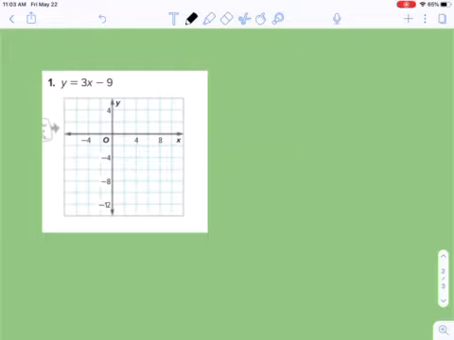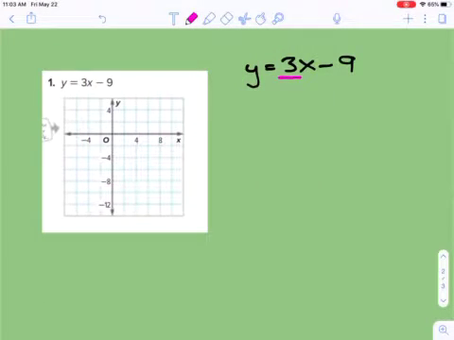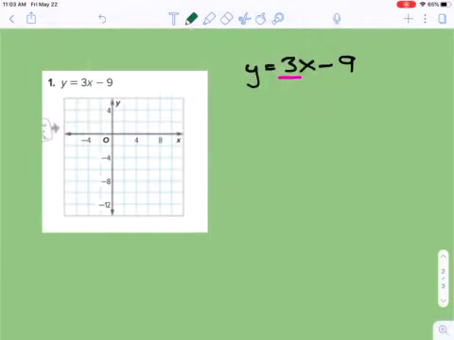With this first example, we've got y equals 3x minus 9, and I'm going to write the equation down so we can work with it. What I know is this is already in slope-intercept form, which means your slope is 3, and then our y-intercept is negative 9.